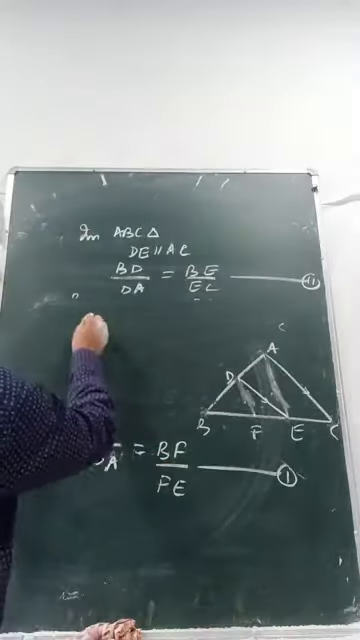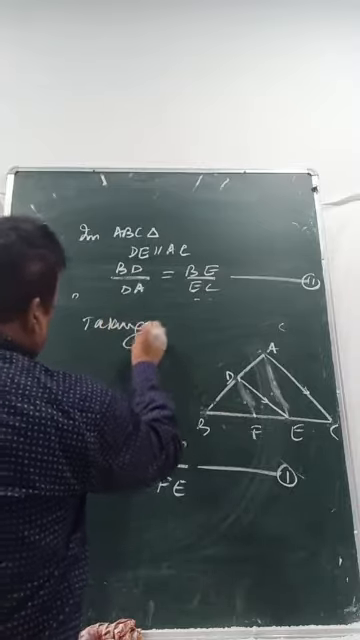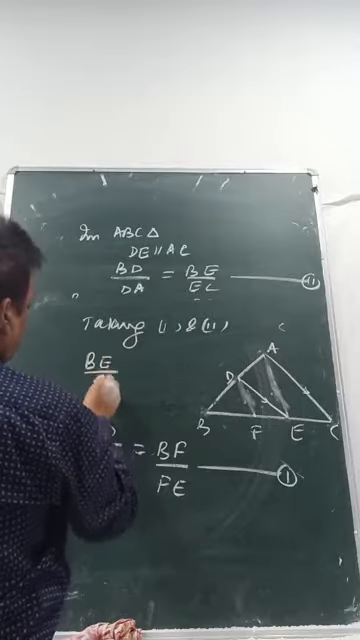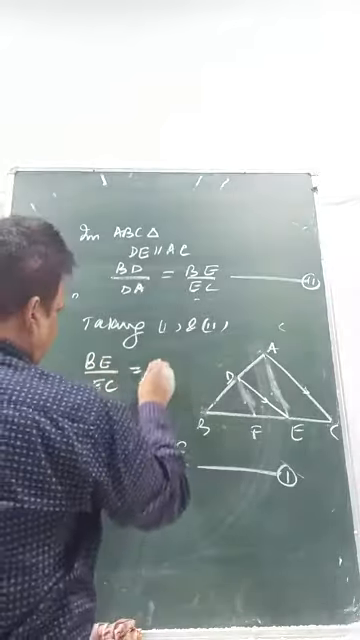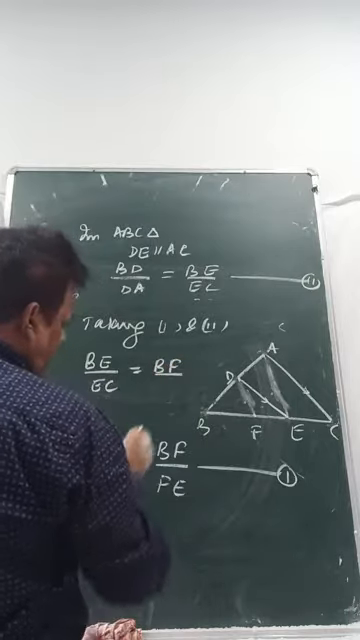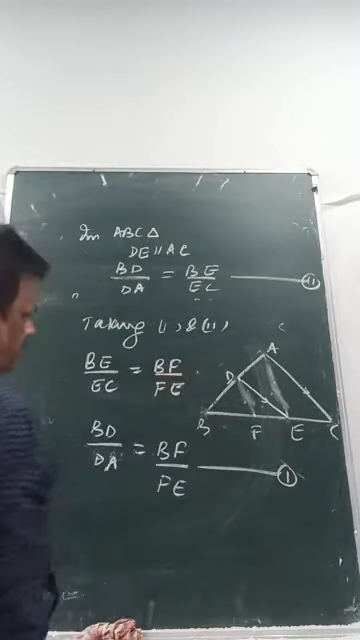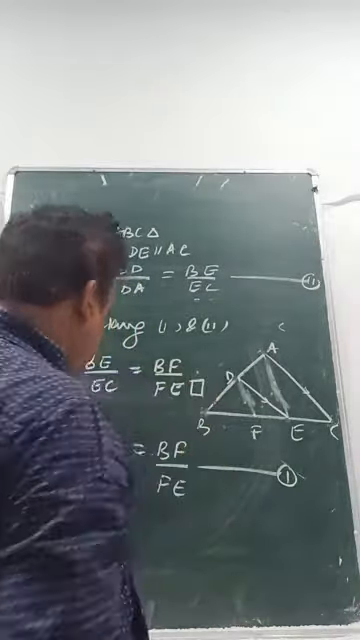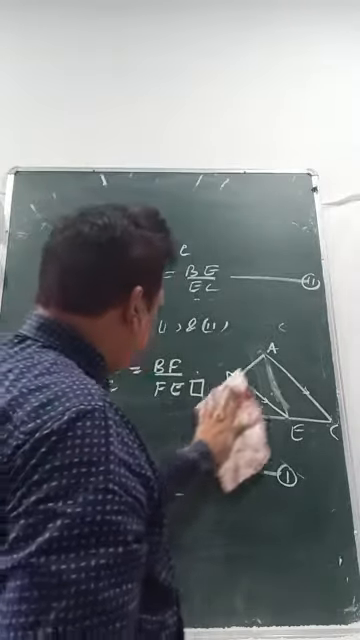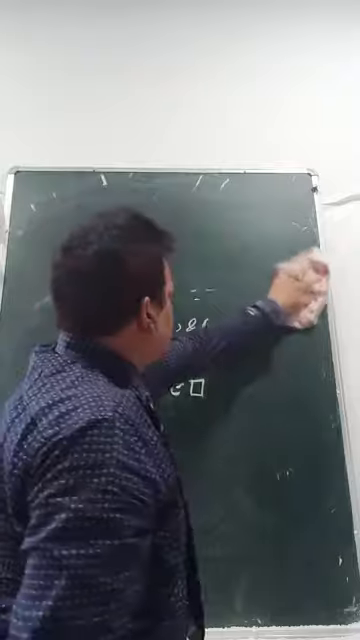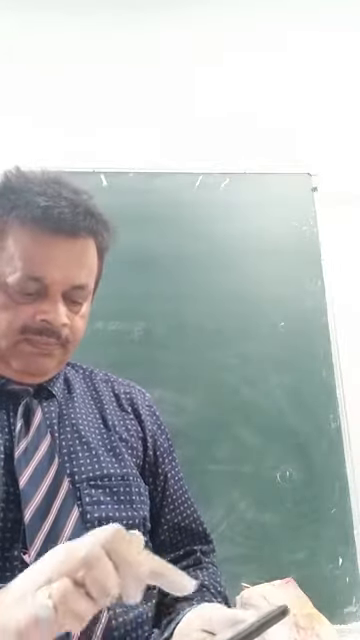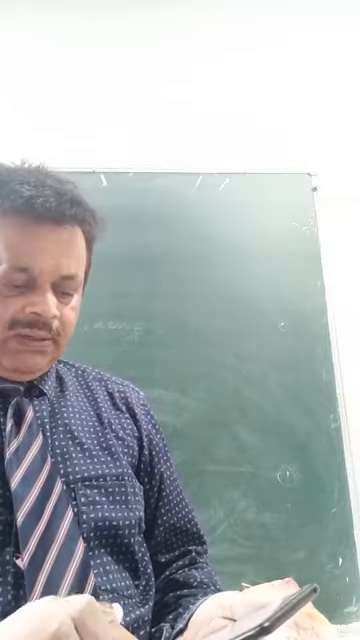So taking 1 and 2, BE by EC equals BF by FE. Look. Okay. This is done. Next. What is your next question? Go to question number 5.